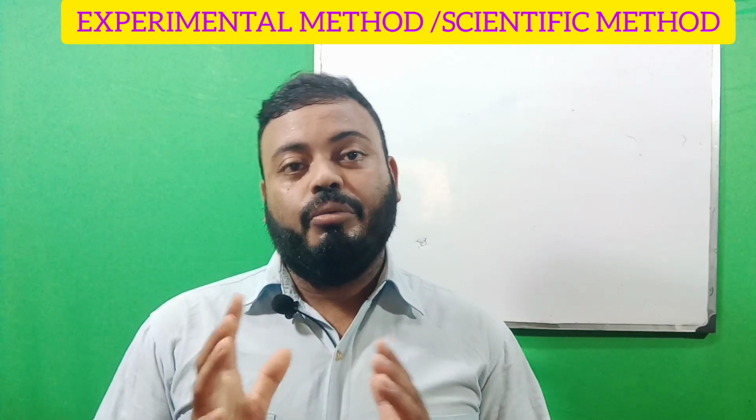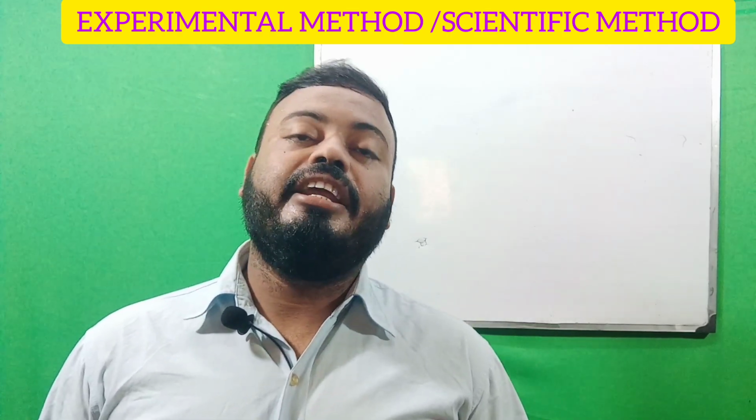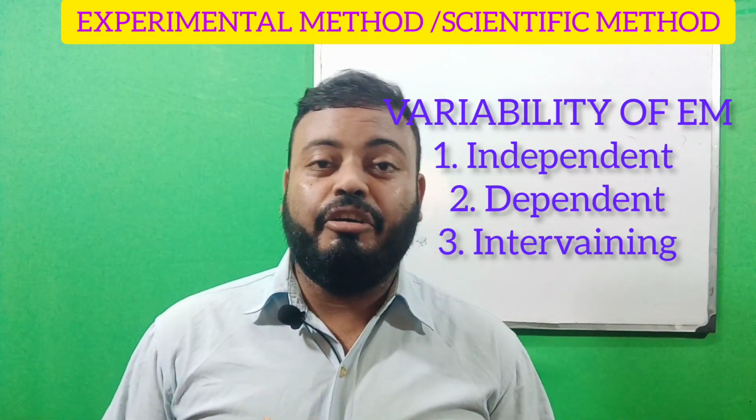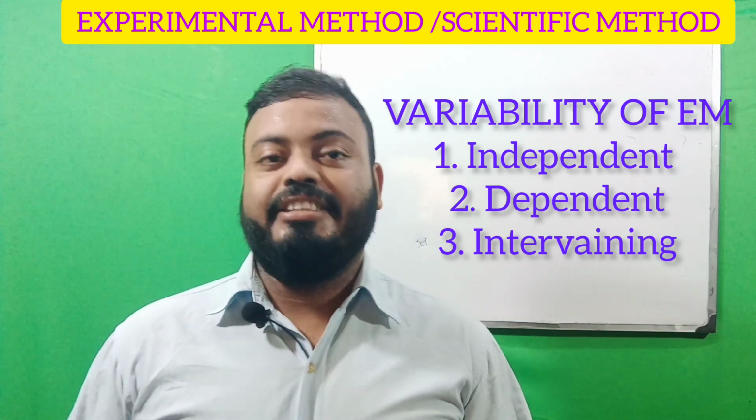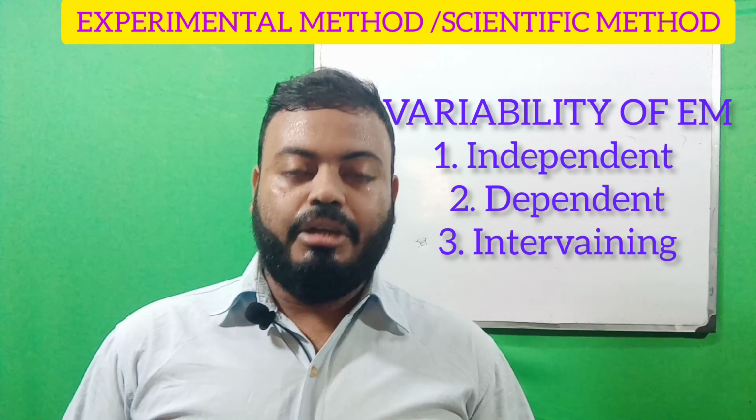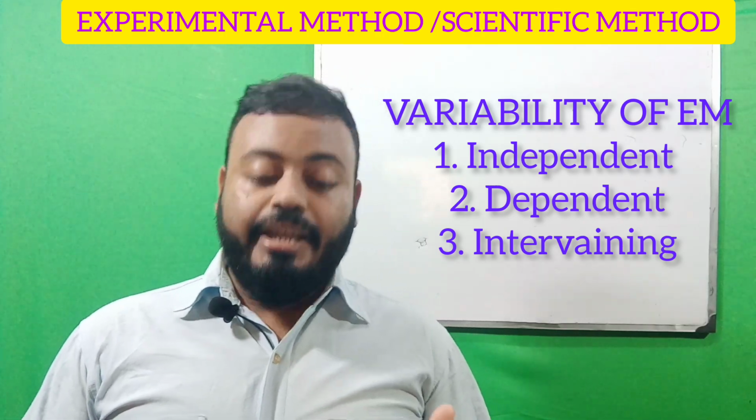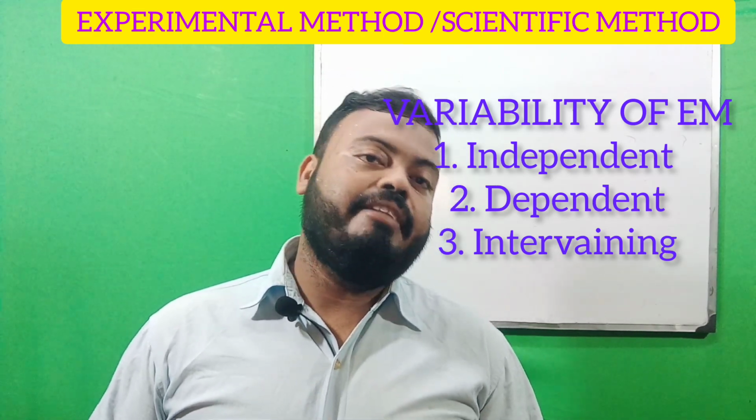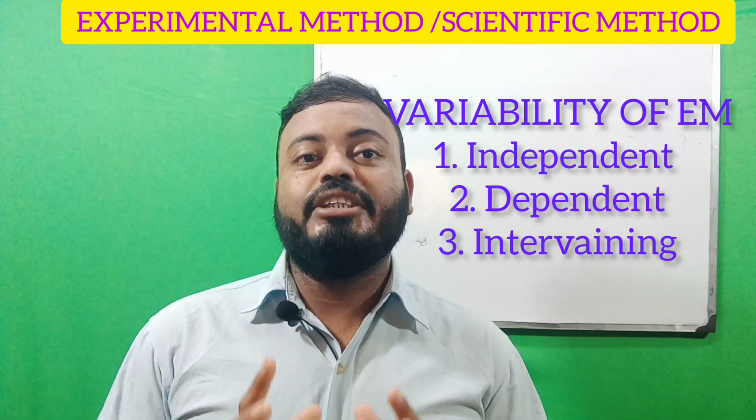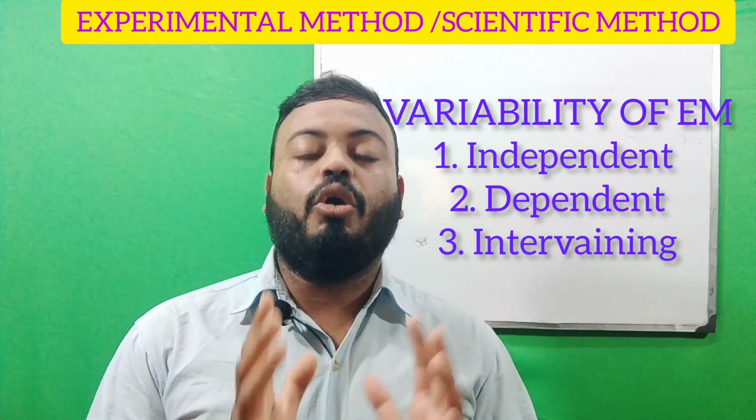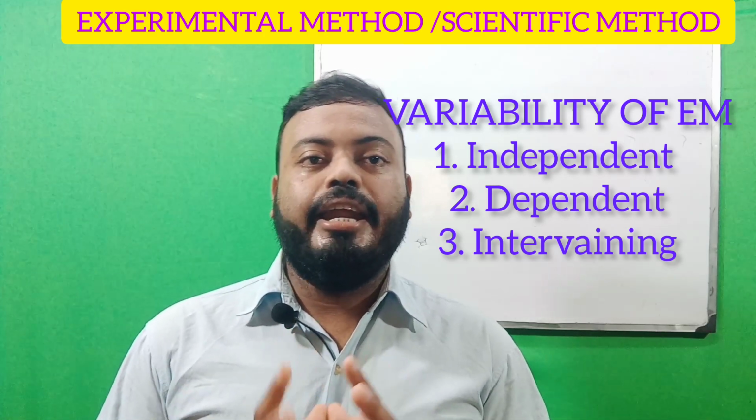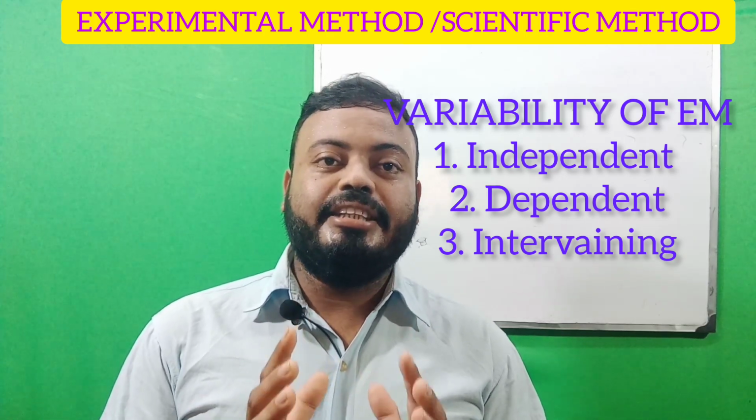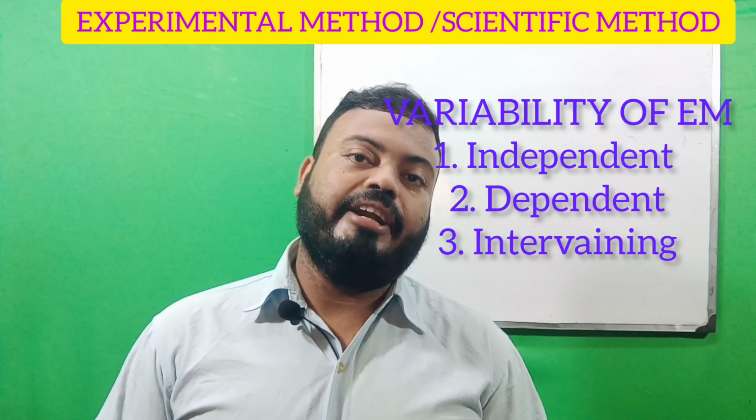Now we know about the variables of the experimental method. The experimental method has three variables. Number one, independent variable. Number two, dependent variable, and number three, intervening variable. So let's explain. Number one, independent variable. An independent variable is totally free. When an individual is totally free about his work, this variable is called an independent variable.